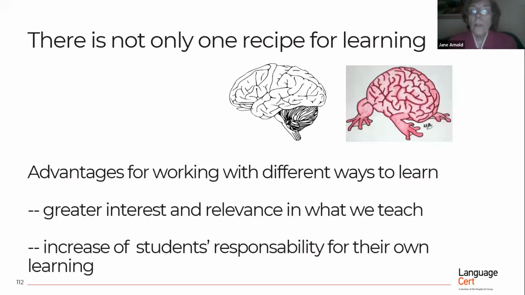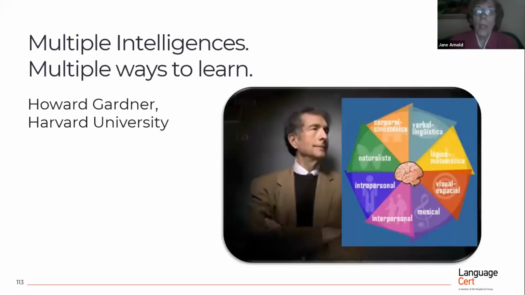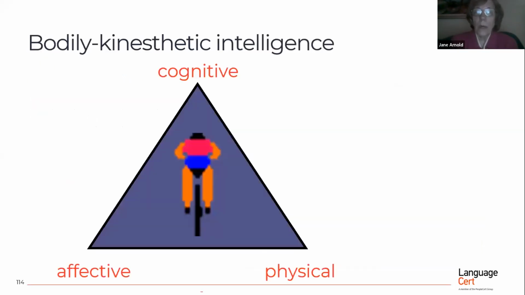Now, there's not only one recipe for learning. Not everyone learns the same way because brains are different. So there are advantages to working with different ways to learn: greater interest and relevance in what we teach, increase of students' responsibility for their own learning. And a model that's very important by Howard Gardner at Harvard University is multiple intelligences. And he points out there are multiple ways to learn related to different things: visual, spatial, musical, interpersonal, intrapersonal, and so forth. And we can incorporate these into our classes.